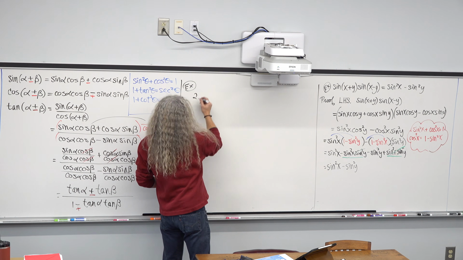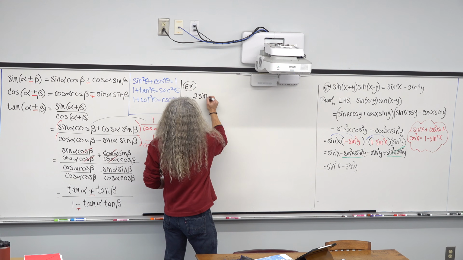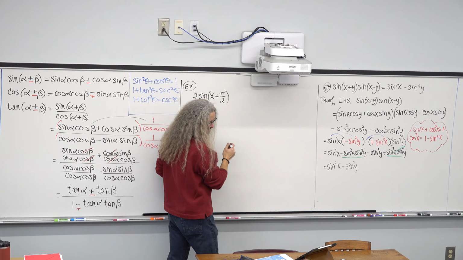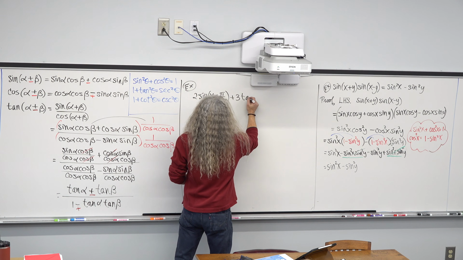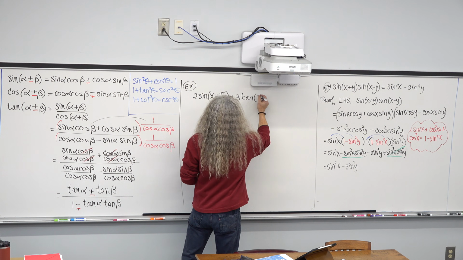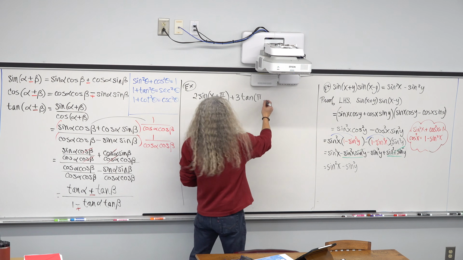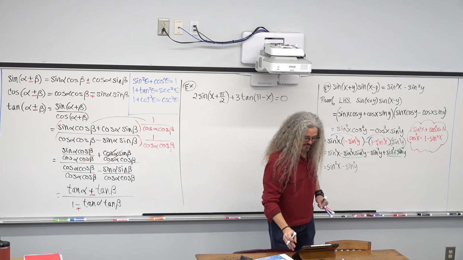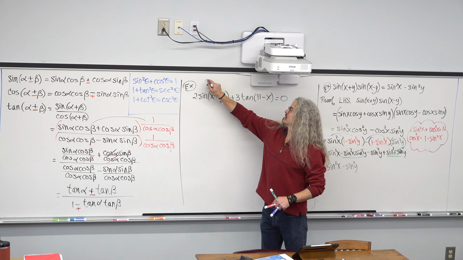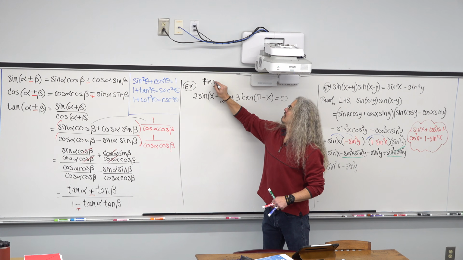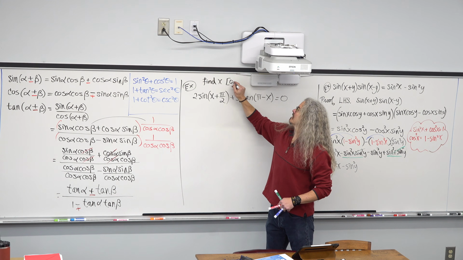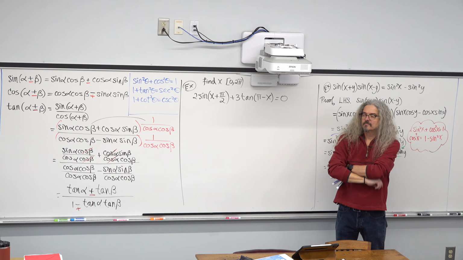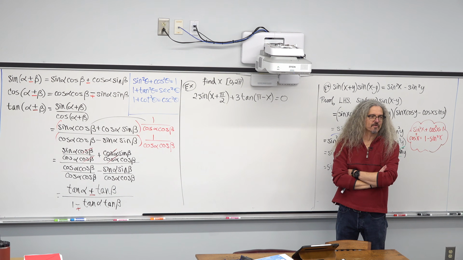How about 2? I know you love it when I do that. 2 times the sine of x plus pi over 2 plus 3 tangent of pi minus x is equal to 0. And we're going to find all solutions on 0 to 2 pi. How do I isolate the variable or solve this for x?